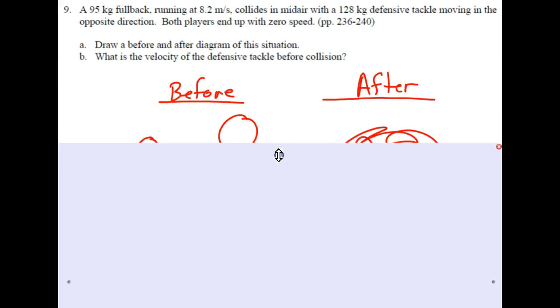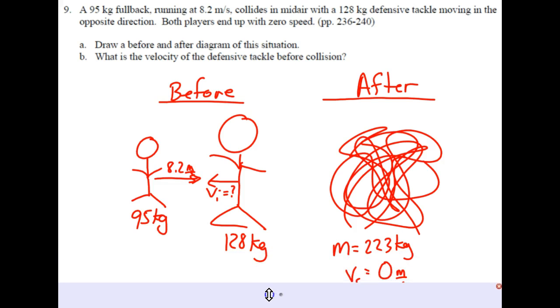As requested, we start with a before and after diagram. Beforehand, we have the smaller fullback of 95 kilograms. We'll say he is moving at 8.2 meters per second, we'll say to the right. And we're told the 128 kilogram defensive tackle is moving to the left at an initial velocity we're trying to find. After, they become an entangled mass of a combined 223 kilograms, adding the two together, with no velocity. They end up with 0 speed on the collision.